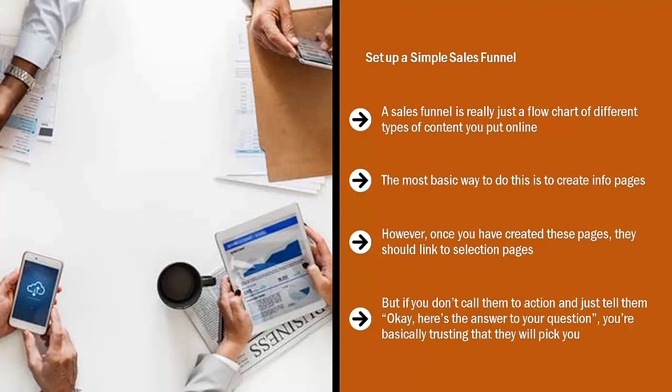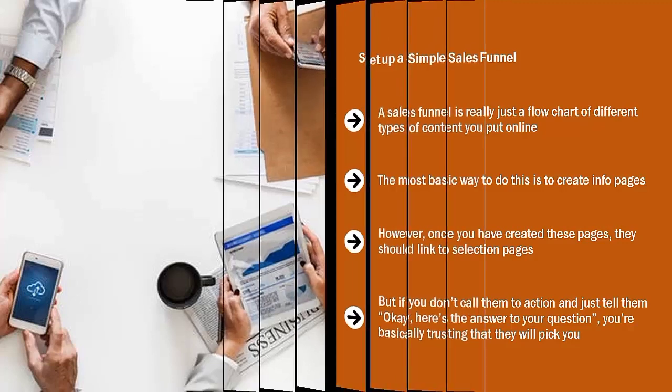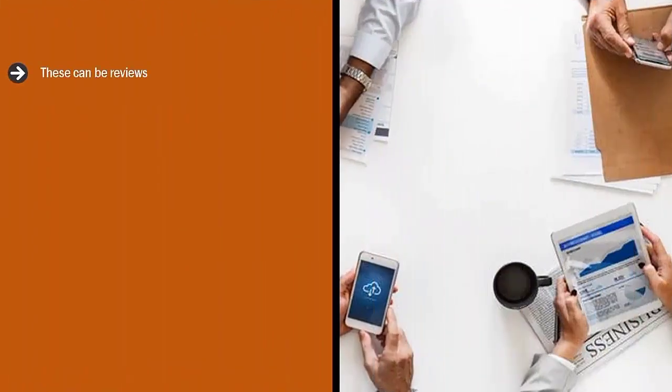How can they pick you when you didn't even tell them, hey, I'm available. Here's what I have to offer. Here's why my service is so superior compared to others. You have to create selection pages. These can be reviews. These can be finely tuned selection guides. These can even be online forms that people plug details into which ultimately selects a particular service that you offer.